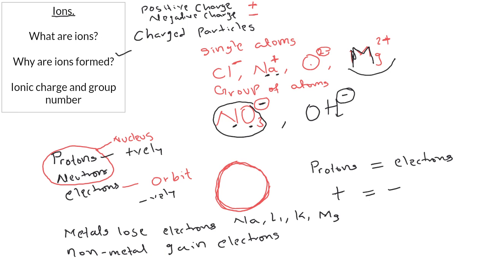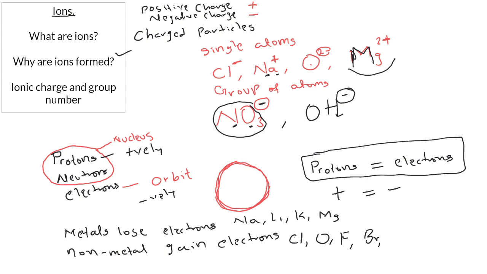Now, what about non-metals? If you have elements like chlorine, oxygen, fluorine, bromine, all of these are non-metals and they will gain electrons. Now, if an element loses an electron, remember where we started from: if the number of protons is the same as the number of electrons, the atom will be neutral.